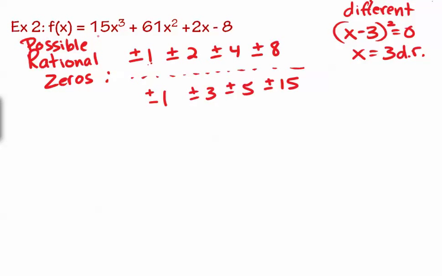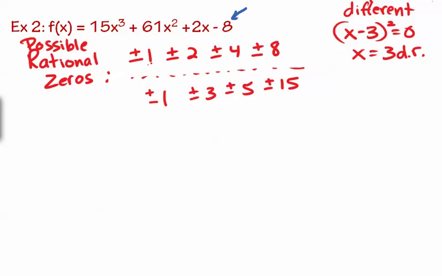So in this example, look at our coefficients. 15 plus 61 plus 2 plus -8 definitely does not add up to 0. Remember that hint. It's going to save you homework time. If the coefficients add up to 0, then 1 is going to be an answer. But these coefficients do not add up to 0. So what could be all of our roots?